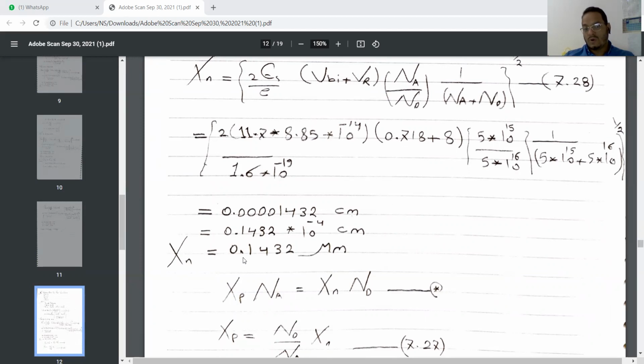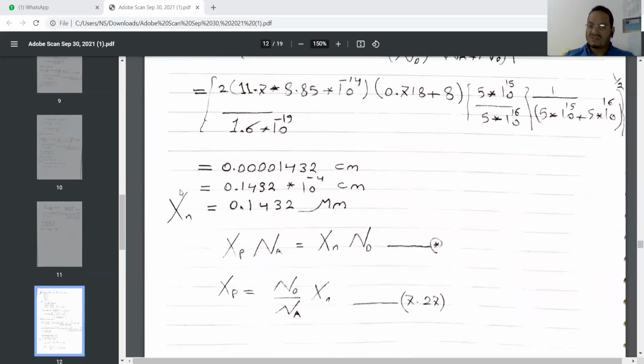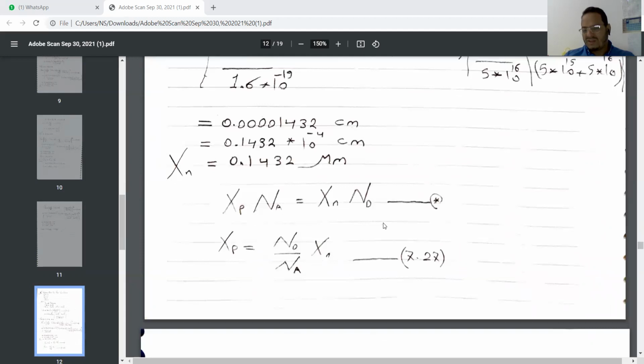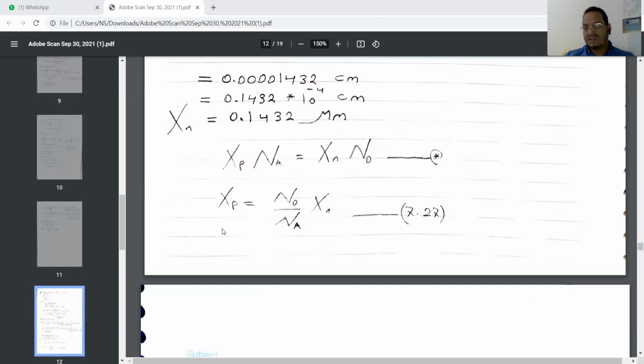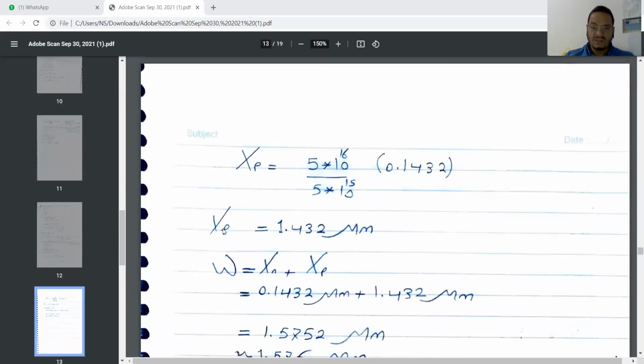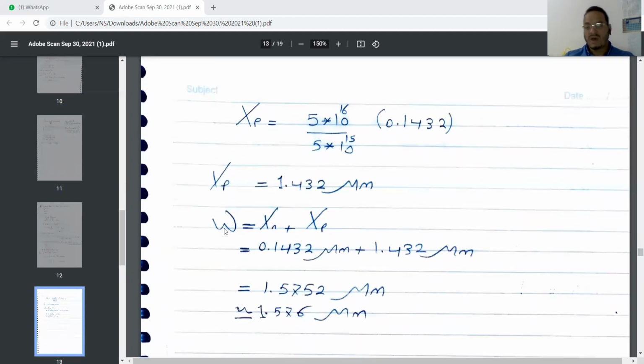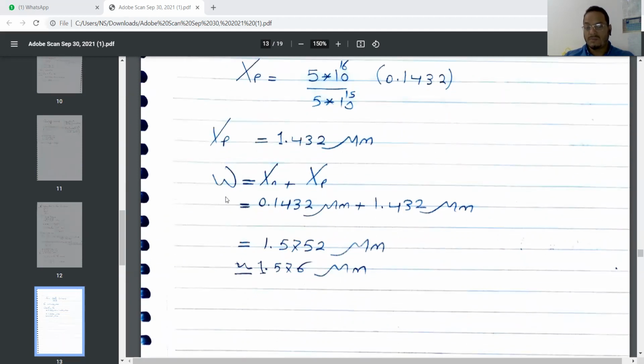By using the same equation 7.28 to calculate the width in the depletion region N side, it will equal 0.1432 micrometer, or we can say centimeter with exponential -4. By using this equation, we can benefit from a simple equation like 7.27 to calculate the width in the P side. The last result equal 1.432 micrometer. By calculating both of them, Xn and Xp, we will calculate the last result for the total width equal 1.